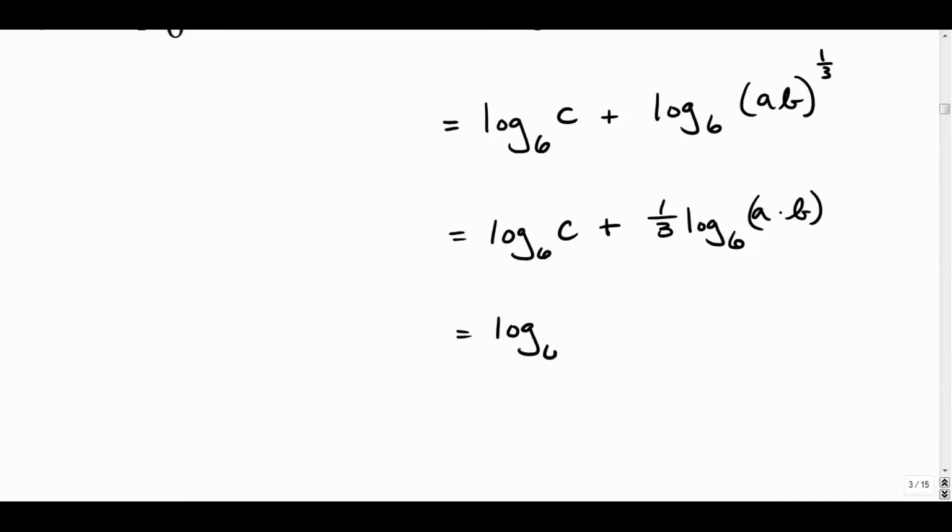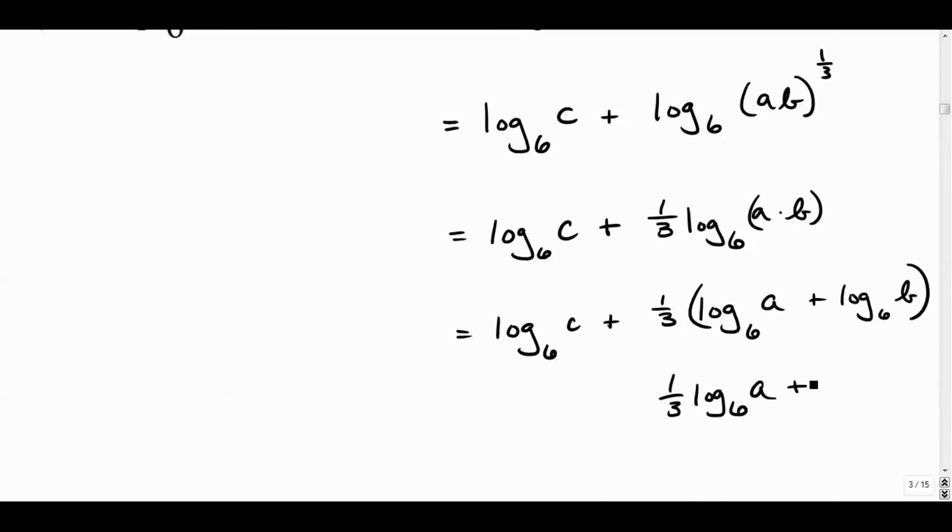So it's going to be log base 6 of c plus 1/3 log base 6 of a plus log base 6 of b. But these need to go in parentheses because the 1/3 actually affects both of them. And if you wanted to, you can of course bring that 1/3 in. So 1/3 log base 6 of a plus 1/3 log base 6 of b. And that would probably be the final answer. I imagine either of these two are fine.